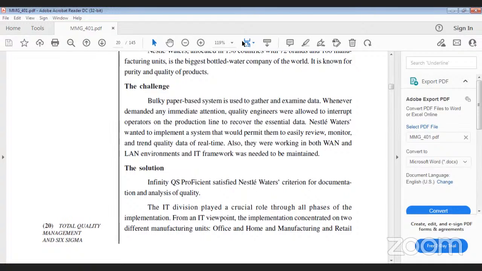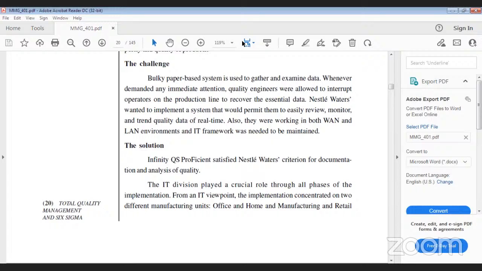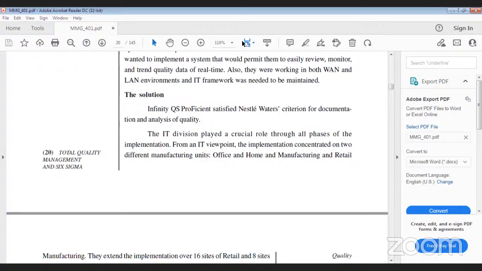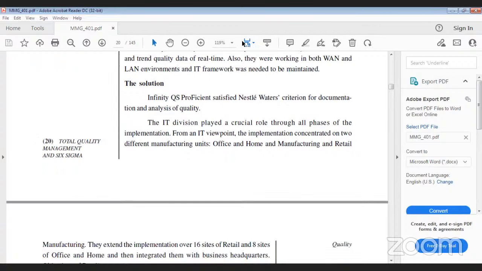Also, they were working in both WAN and LAN here. WAN means wide area network, and LAN means local area network. The solution for this was InfinityQS Proficient, which satisfied Nestle Waters' criteria for the documentation and analysis of quality also. The IT division played a crucial role through all phases of the implementation here.